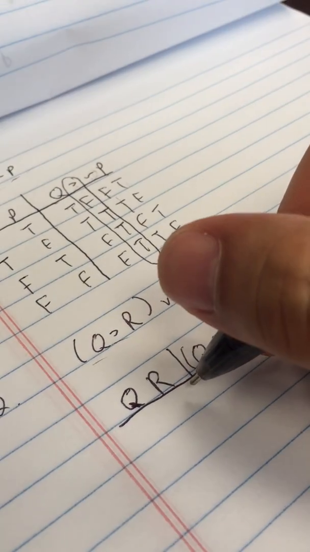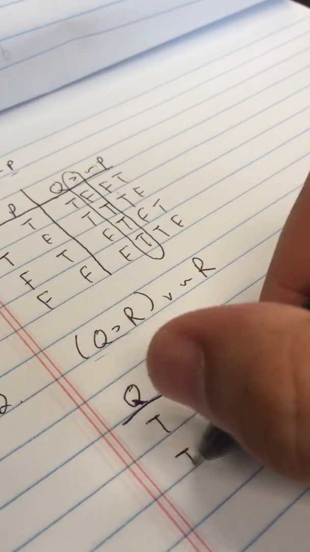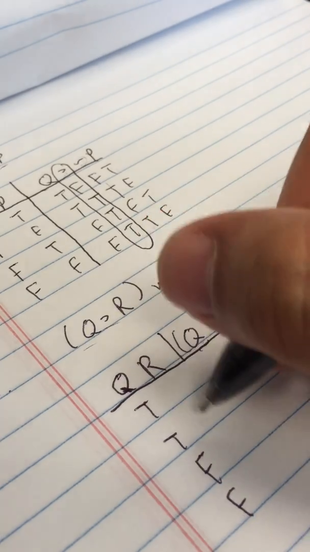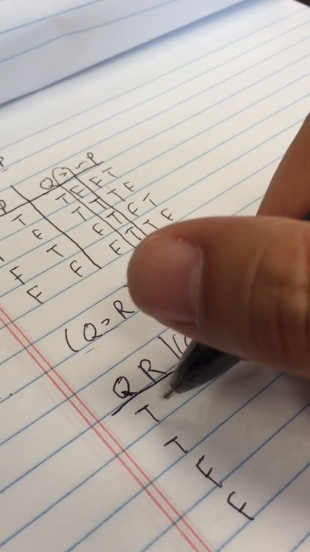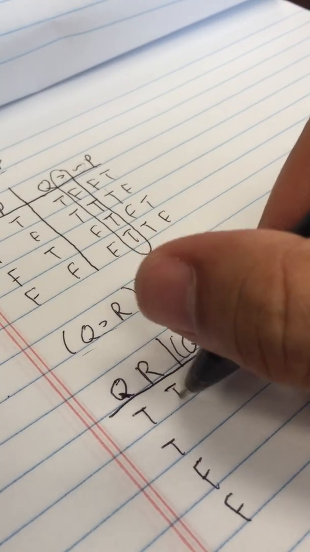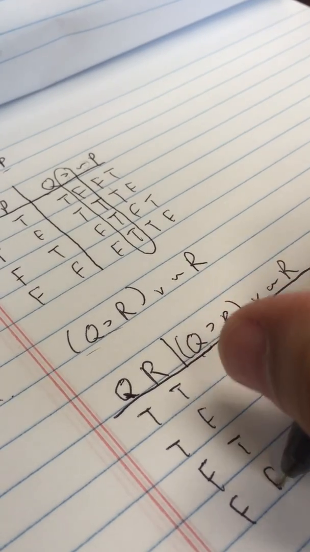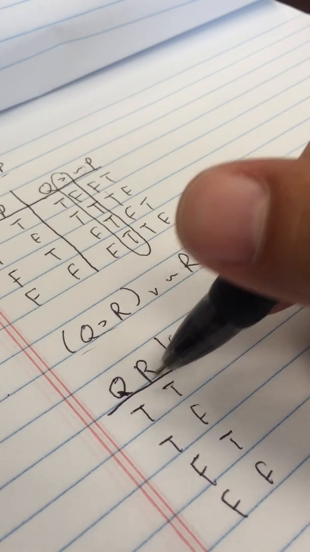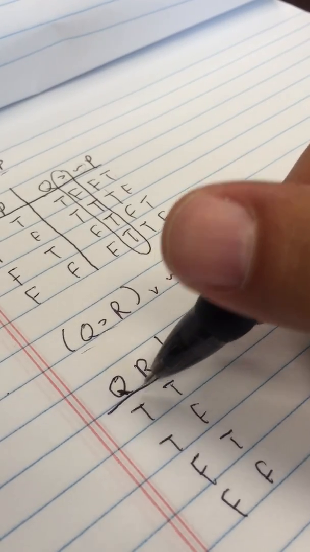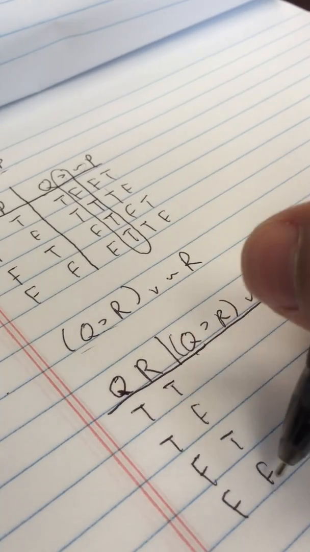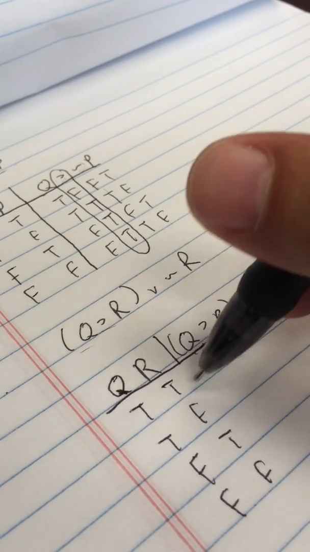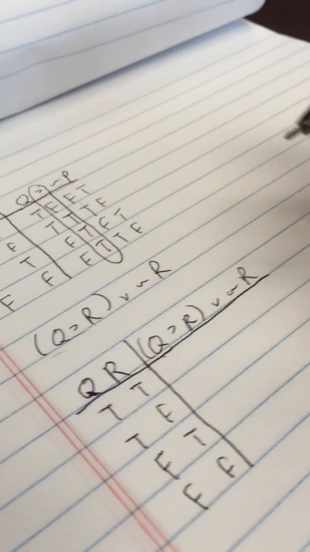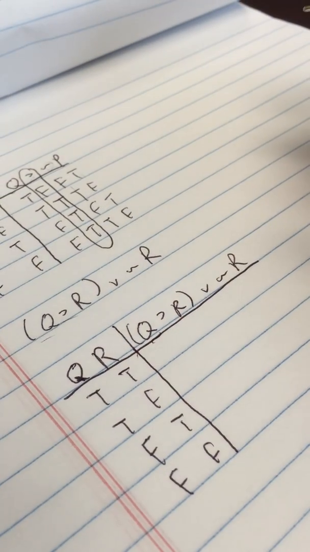I need 4 rows, so I need true, true, false, false. I explained how to do that in the last video. True, true, false, false, and then true, false, true, false. If you fill out the columns with this pattern, you're guaranteed to get all the possible combinations of truth values for the simple statements. And again, I like to draw a line just to separate off the left side and the right side.